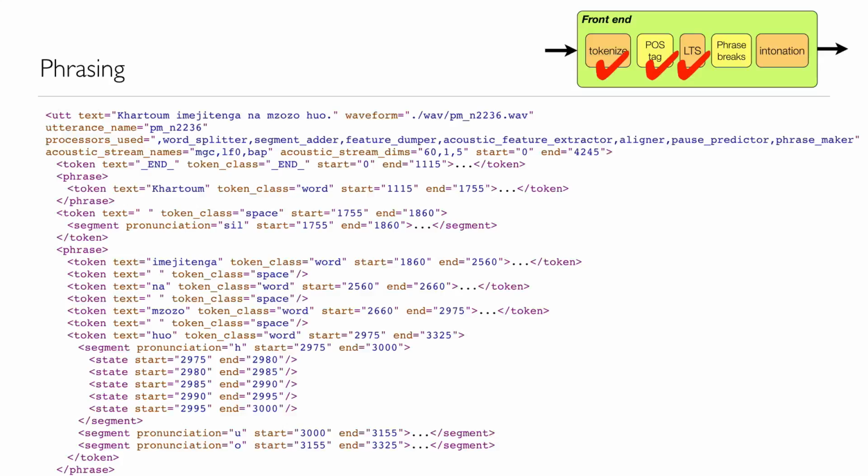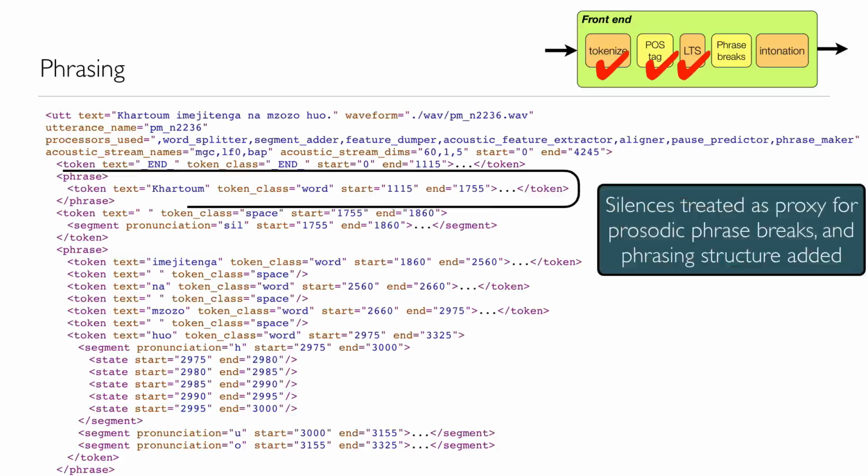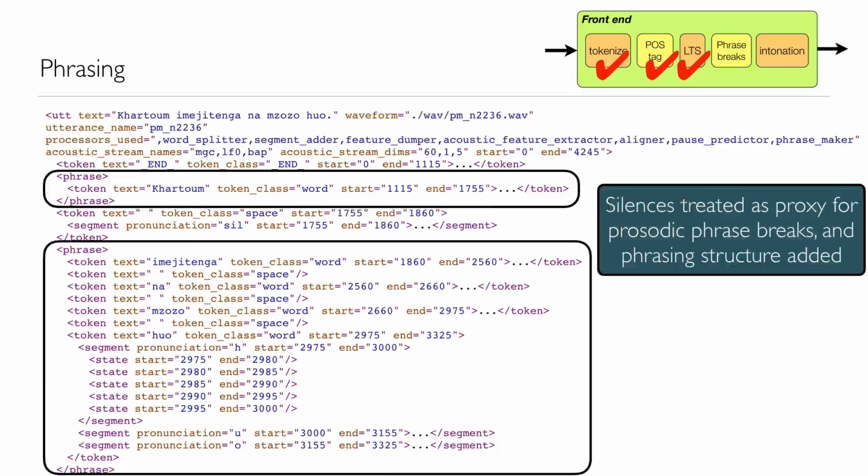Moving along to the next module in the conventional pipeline shown at the top right. What do we do about phrasing? Quite naively again, we just treat silences as a proxy for prosodic phrase breaks. And we can add phrasing structure to our XML. I say this is naive, but it's fairly effective.